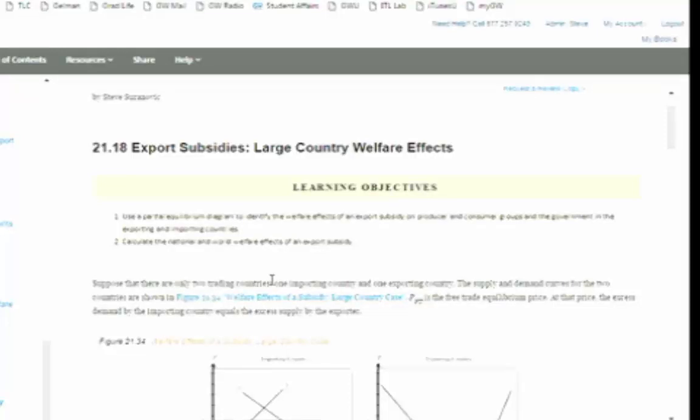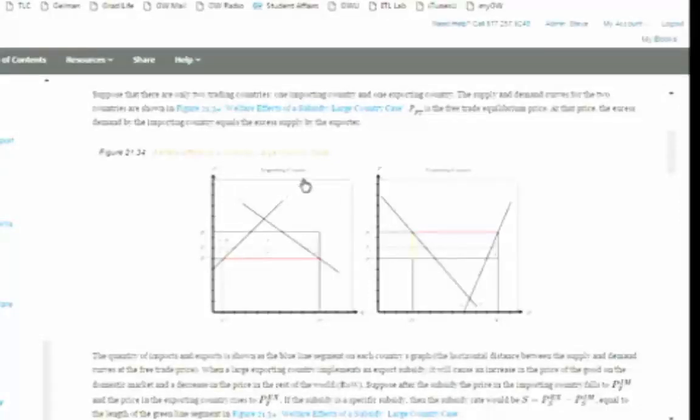Now let's go to the board. Okay, so I'm going to use the graphs from the notes instead of drawing them freehand. And we're going to take a look at the welfare effects in a large country case. First, we're going to talk about the price and quantity effects in a large country case. So we're going to use this particular diagram. I'm going to blow this up in just a minute, so we'll get a better view of it.